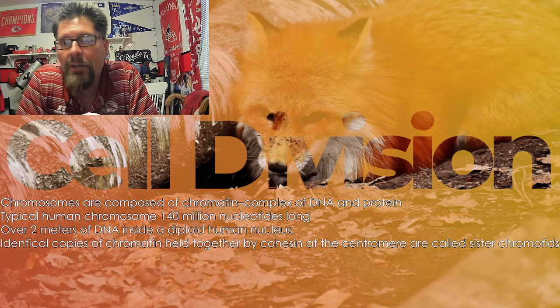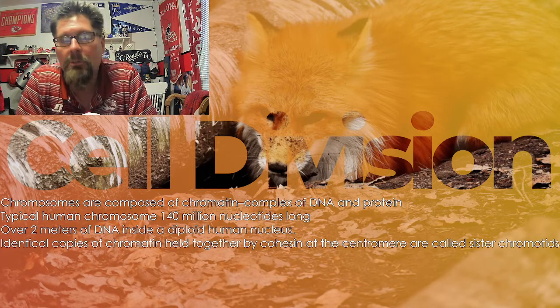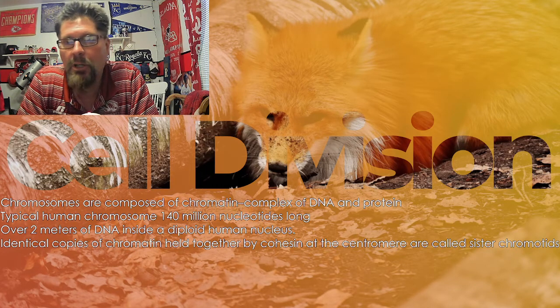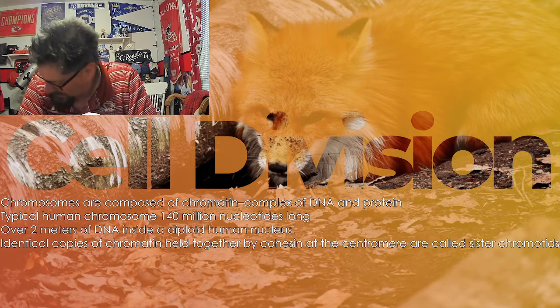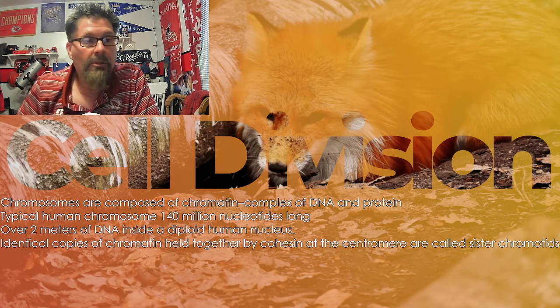But it's the idea of the proteins. And you'll see pictures of it. We'll talk about it. But it's the proteins that really organize it and fold it and twist it and turn it and make sure it's as compact as possible.